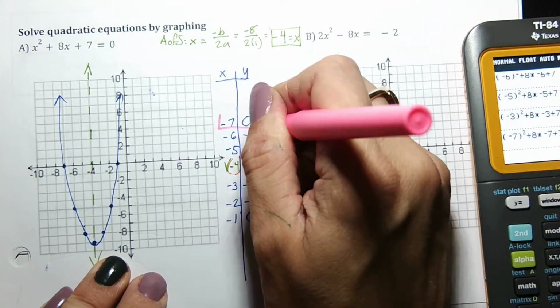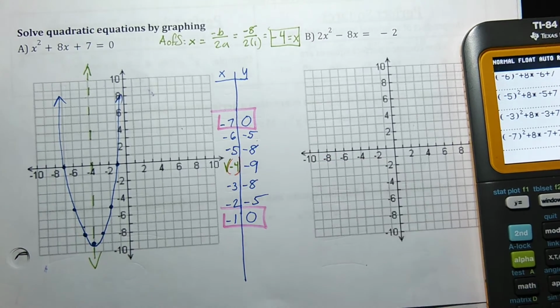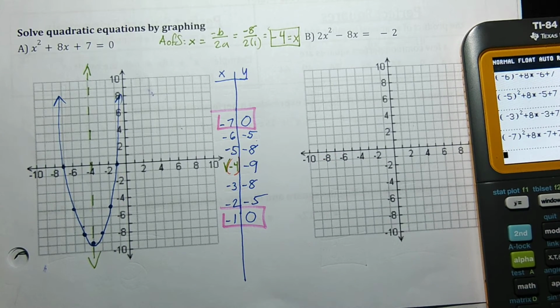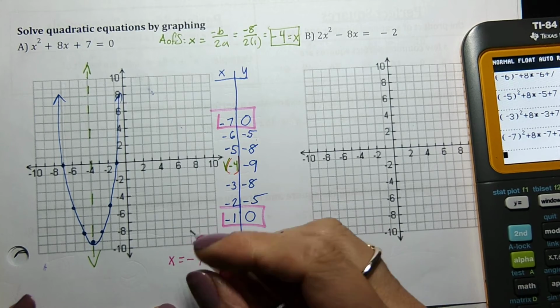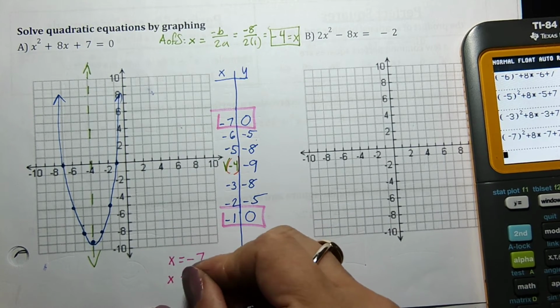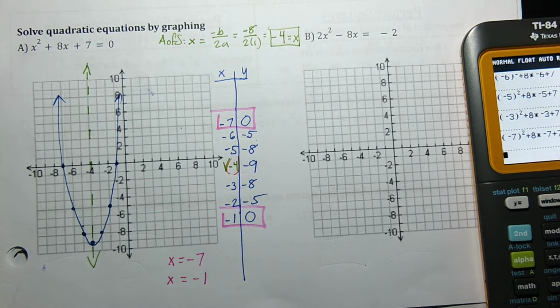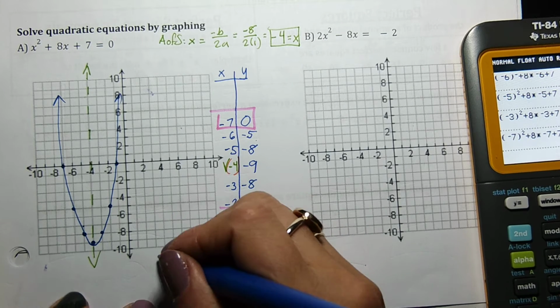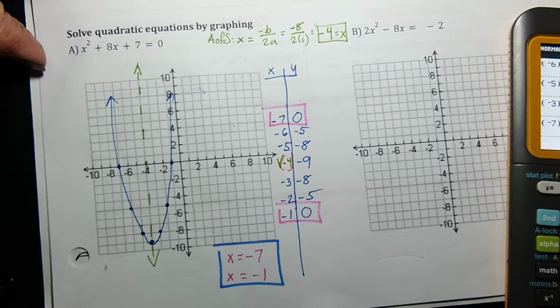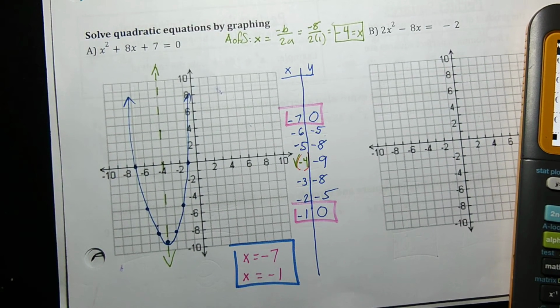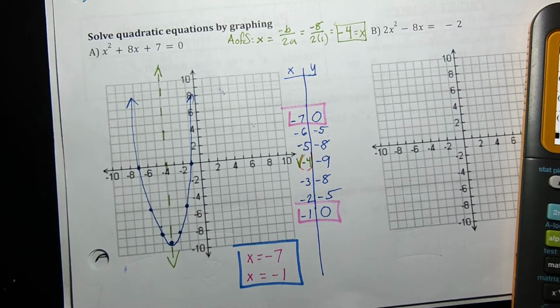Holy cow. So negative 7, 0, and negative 1, 0. So how we'd write our answers is we'd say that x equals negative 7 and x equals negative 1. So did solve by graphing work? Yep. And we found the roots exactly. So that was method 1, solving by graphing.